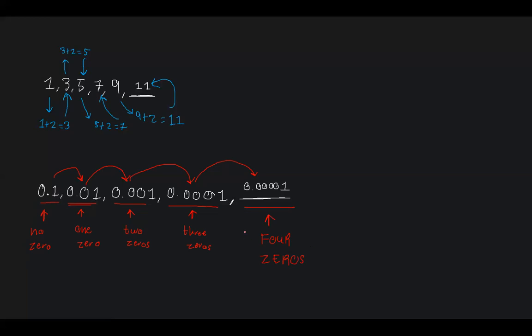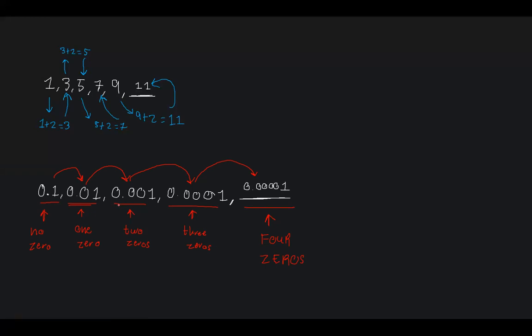So what did you notice here? In these two examples, they are in order, yes, but the first example is different from the second example, right? They're totally different because in the first one, the pattern is just to get the term by adding 2 to the previous term, right? And for this one, all you need to do is just add another 0 after the decimal point, right?